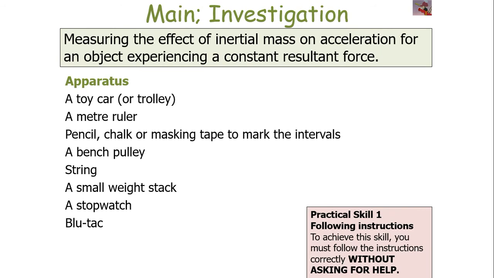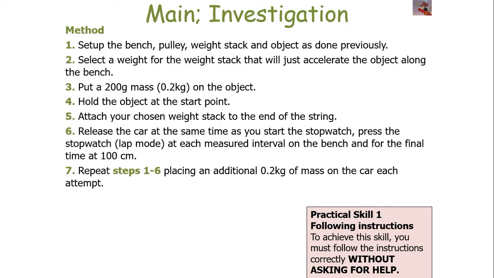So to measure the effect of the inertial mass on acceleration for an object experiencing a constant resultant force, you will need the following equipment: a trolley or a toy car, a metre ruler, a pencil, chalk or masking tape to mark intervals, a bench pulley, a string, a stack of small weights, a stopwatch and Blu Tack. So you set up the bench, the pulley, the weight stack and the object as you've done in part 1.